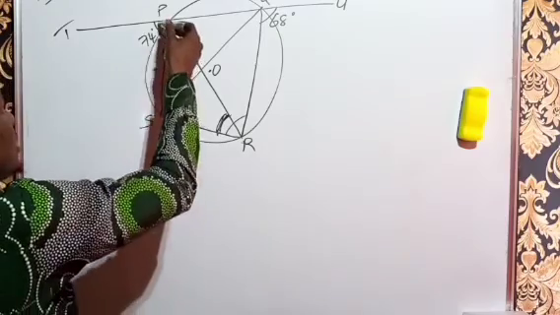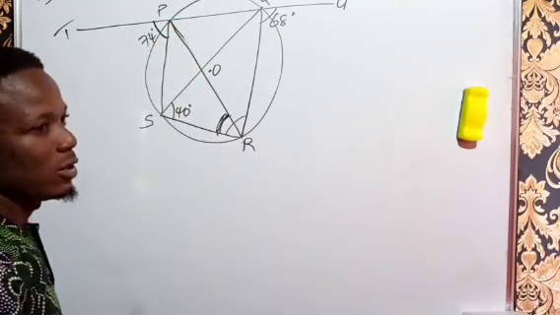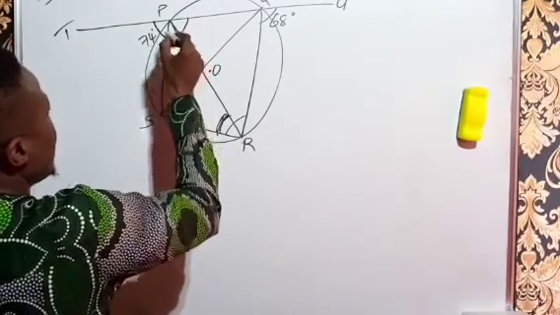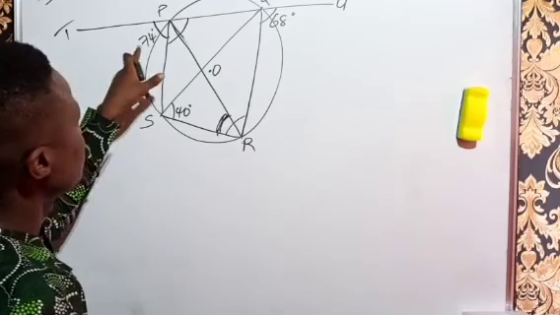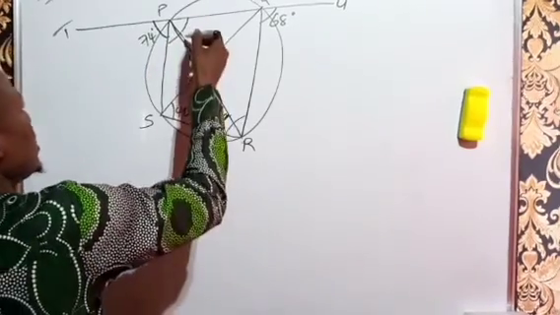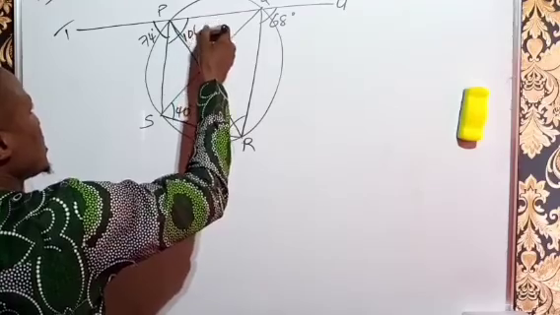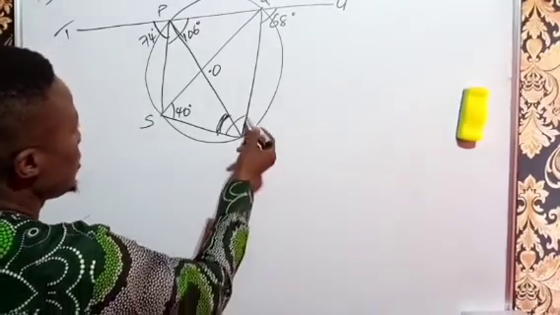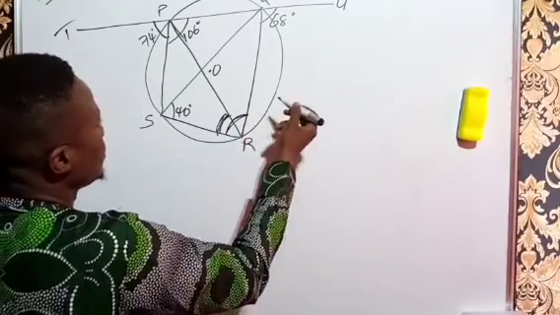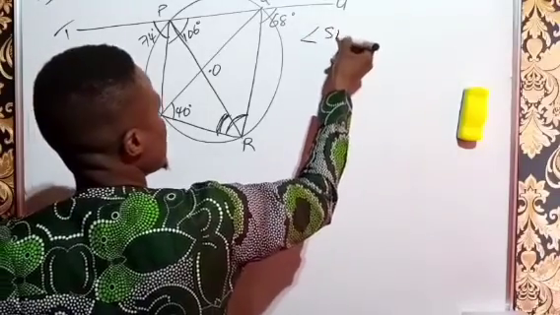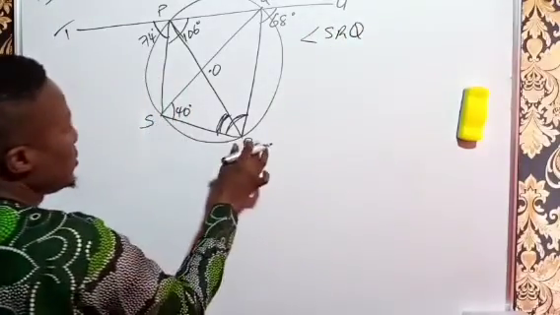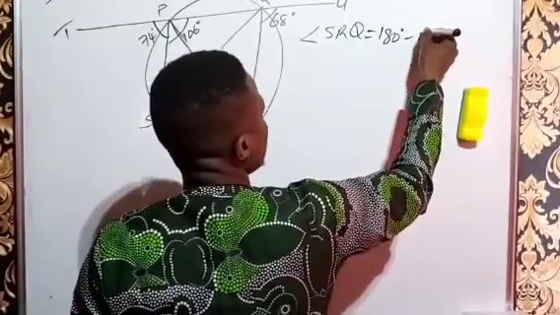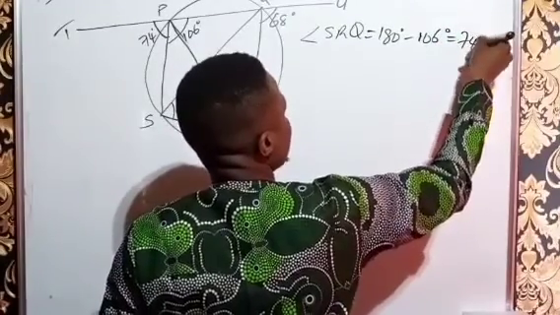Remember that this is a straight line. An angle on a straight line is 180 degrees. So if I want to get the angle here, I'll just subtract 74 from 180 degrees. So the angle here will now be 106, such that if I add both of them, I'm getting 180 degrees. But the total angle at R, so I can say angle SRQ, equals 180 degrees minus 106 degrees, which will give me 74 degrees.